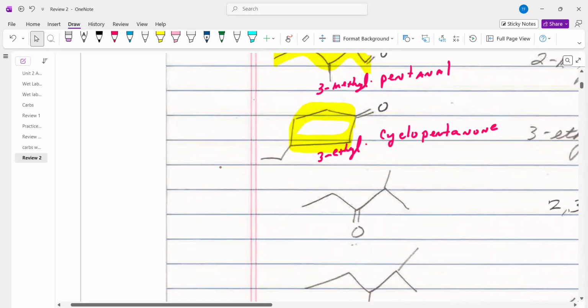Okay, so we've got another ketone. And remember, the backbone has to include the functional group, no exceptions. You could say alkanes is kind of an exception because it doesn't really have a functional group. Other than alkanes, though, everything else, the functional group has to be included in the backbone.